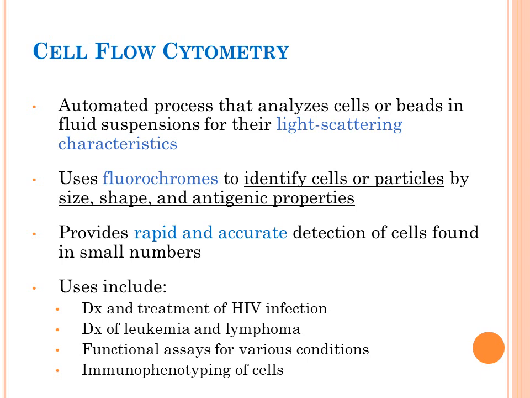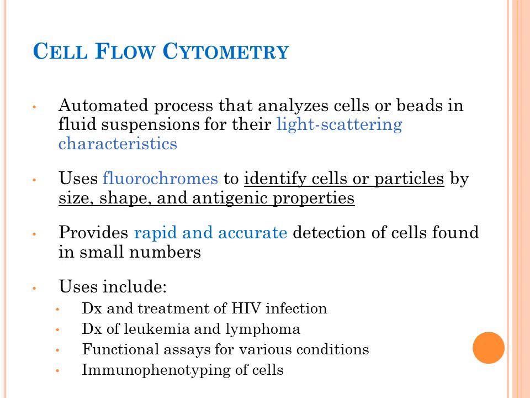A fluorochrome is simply a molecule that fluoresces, and by that we mean that if a light of a certain wavelength strikes that molecule, it will emit light of a different wavelength on the way out. And of course, when light changes wavelength, it changes color.